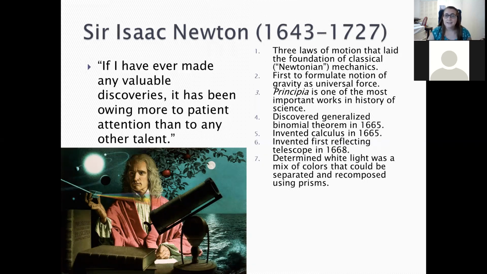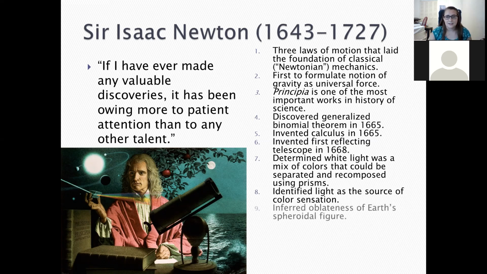He determined that white light was a mix of colors that could be separated and then recomposed using prisms. So he basically became the foundation of physical optics as well. He identified light as the source of color sensation. So he said that color is the result of objects interacting with already colored light instead of generating the color themselves. So, that's kind of an interesting thing to consider.